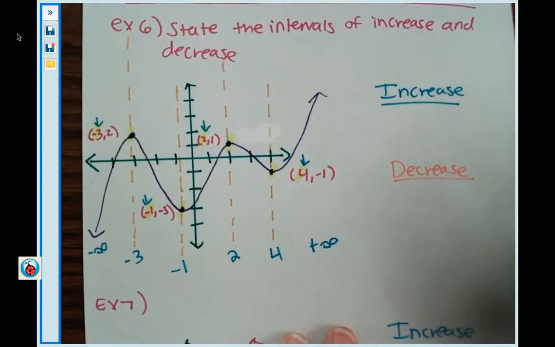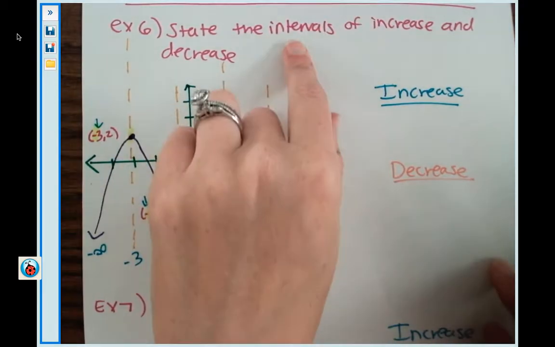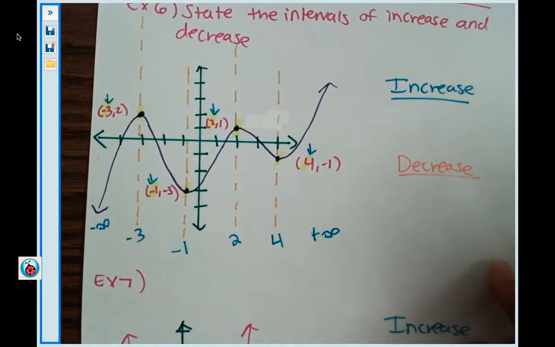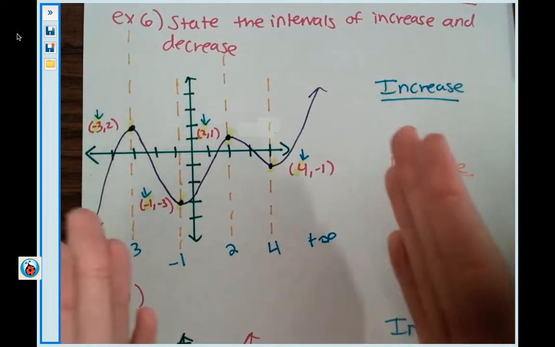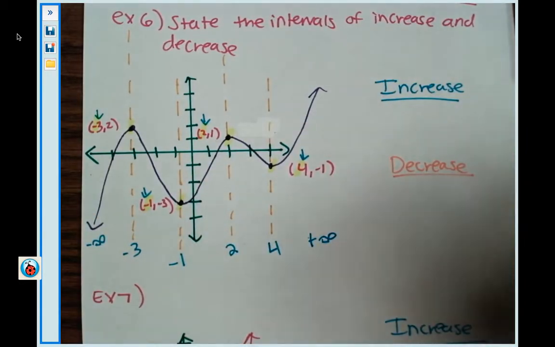Alright, so the reason why I did this: these are the numbers we're going to be using to determine the intervals of increase and decrease. And since we are stating intervals, we are going to be writing the x intervals in interval notation. Now, before I can place my numbers in here, first of all, I need to know if this graph is increasing or decreasing on different intervals.